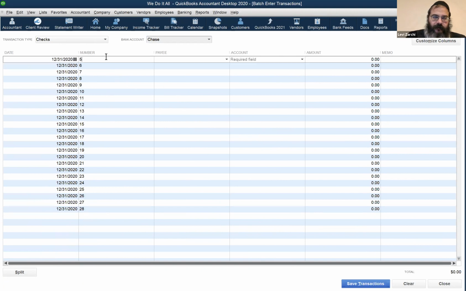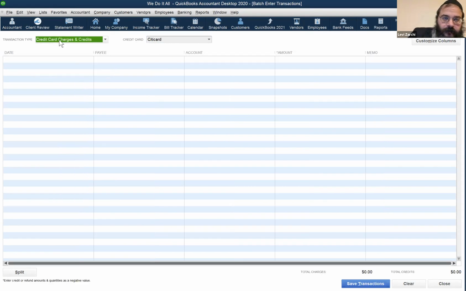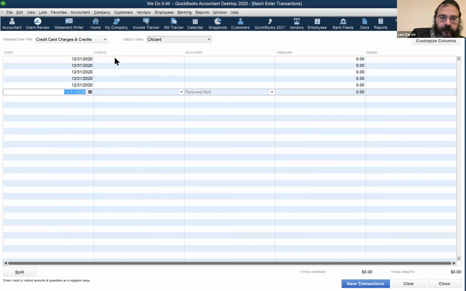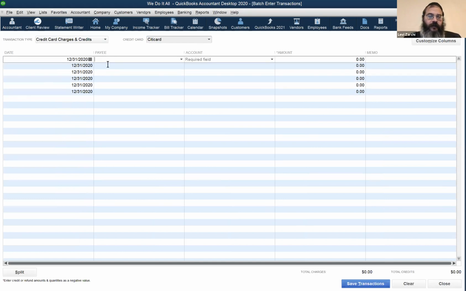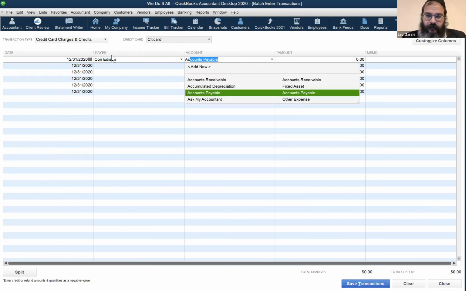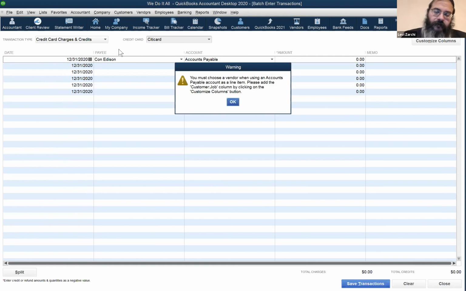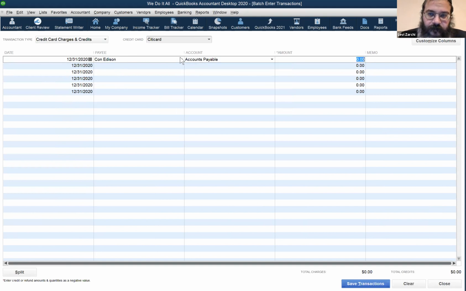If there's no check numbers, if it's like credit cards, for example, credit card charges, I'll go to the first one and I'll put dates. There's no numbers, but you want to put in the payee, which is who you paid. In this case, there might have been Con Edison, which is utilities, or again, you might use accounts payable because we're paying off the amount that was outstanding, but they're going to remind you again when you must choose the vendor when you're using an account payable, which is fine. And you will put in the amount.